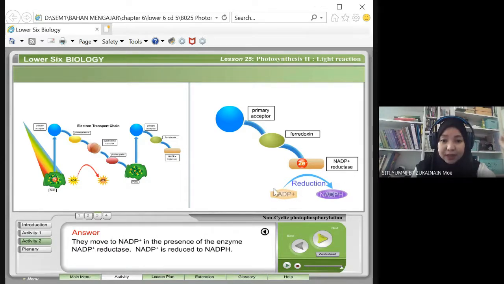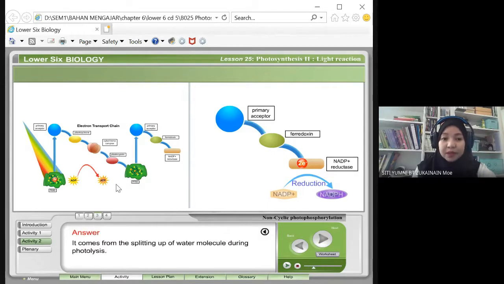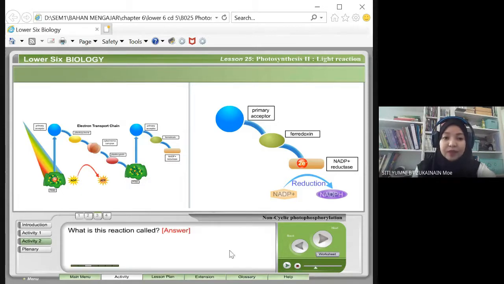Now, if you can see, NADP plus is reduced to NADPH. So this NADP plus acts as the last electron acceptor in non-cyclic photophosphorylation. Okay, now where does the hydrogen ion come from? It comes from the splitting of water molecules during photolysis at the previous stage. So this reaction is called reduction because NADP plus is reduced to NADPH.